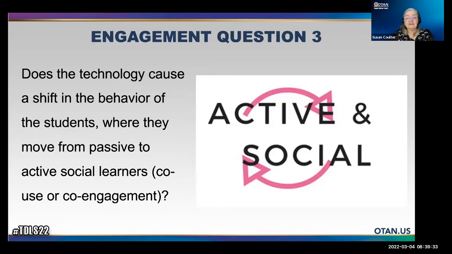Does the technology cause a shift in the behavior of students where they move from passive to active social learners? Years ago, I was teaching ABE and I wanted my students to learn the steps on how to write a research paper. And I could have gone through the steps, created a handout, and given them a lesson on the research paper, but I tried a different approach.